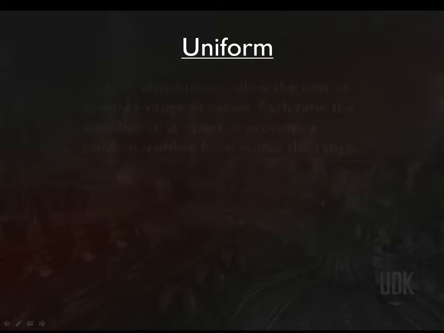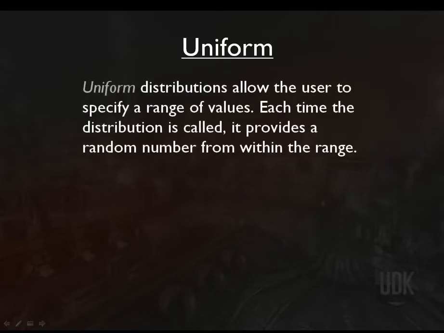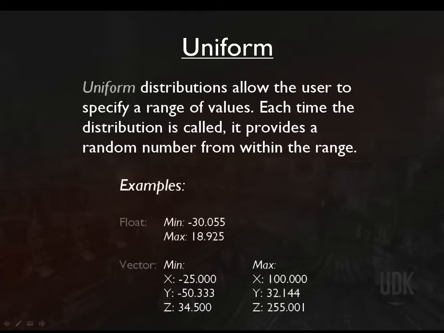A uniform distribution allows the user to specify a range of values. Each time the distribution is called, it provides a random number from within the range. An example for a float would be something like negative 30.055 up to 18.925. And for a vector, you can see we've got a minimum value for x, y, and z, and a maximum value for x, y, and z. And each time we called on that distribution, some number would be chosen from within that range. Now, it should be noted that in the case of a vector, a random number will be chosen independently for each of the 3 axes.